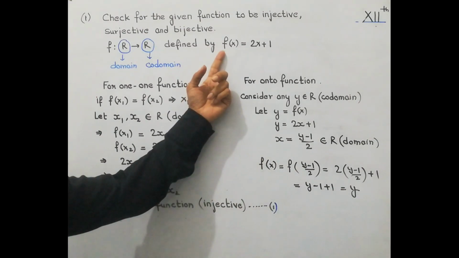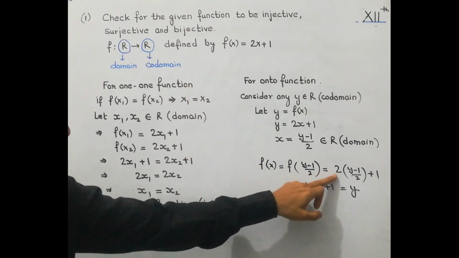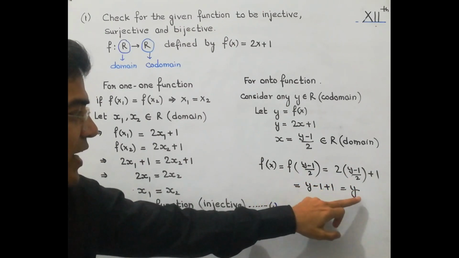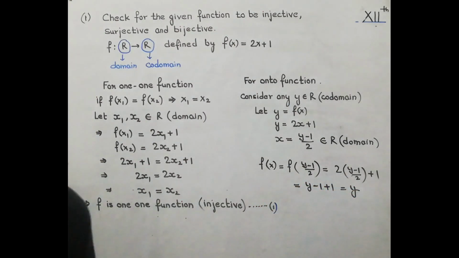So this was the function. So there in place of x, I am going to substitute (y minus 1) upon 2, and solving it, I am getting it equal to y. So this shows that it is an onto function. So finally we can write, every element in the codomain has a pre-image in the domain.